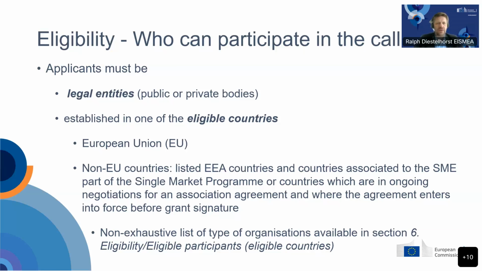We also have a non-exhaustive list of the type of organizations that we usually see in our projects. This is available in section 6 under eligibility, eligible participants. And these are the chambers of commerce, the chamber of crafts, these are business incubators, these are institutes of entrepreneurship from university departments, these are institutes of vocational training. The list is not so long. What I like to underline is non-exhaustive.